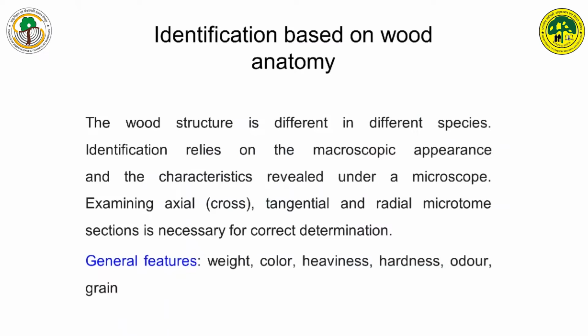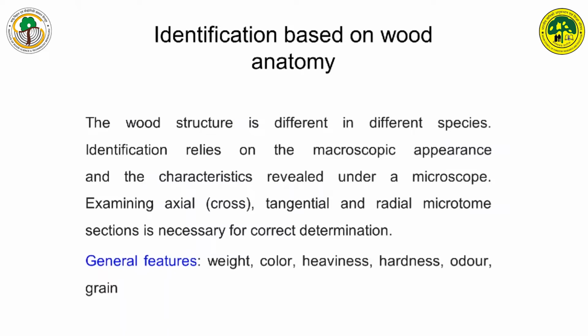Here I'm talking about the identification based on wood anatomy. Even though the previous speaker has talked about the basis of this timber identification, I'm going to elaborate these things a little bit, and how the adulteration is happening and how we can check the adulteration by studying the wood anatomy. The wood structure is different for different species. So identification relies on the macroscopic appearance and the characteristics revealed under a microscope. Examining the cross section or the axial section, tangential and radial microtome sections are necessary for the correct identification.